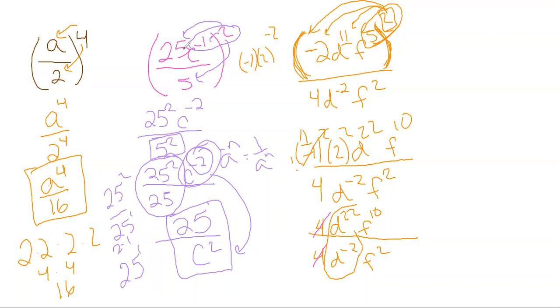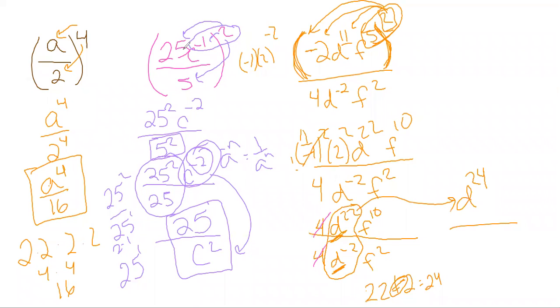the quotient rule taking place right here. I have the same bases, so I can subtract their exponents. So I can say, well, okay, what is 22 minus -2? Well, 2 negatives make a positive, that is 24. So this becomes d to the 24th power, okay? Which, since it's positive, is going to be on the top of that fraction.